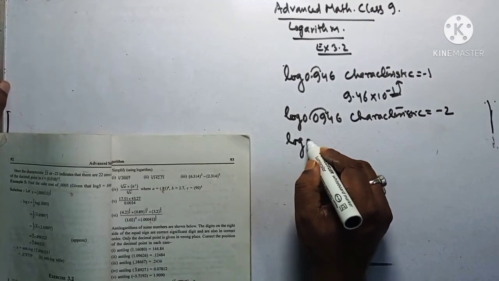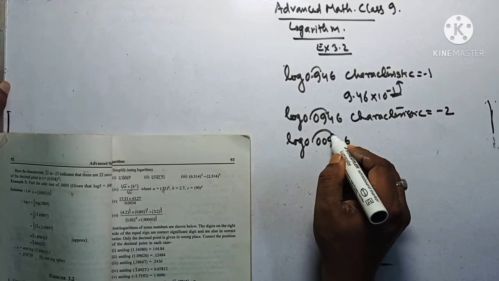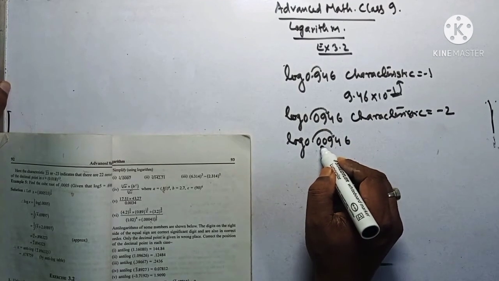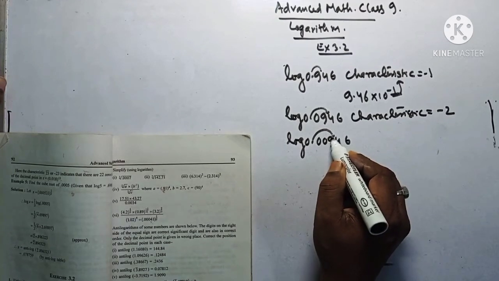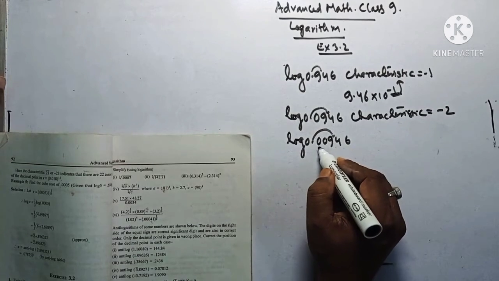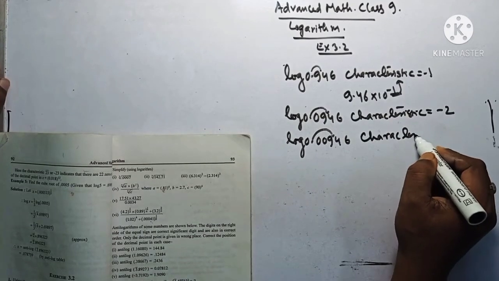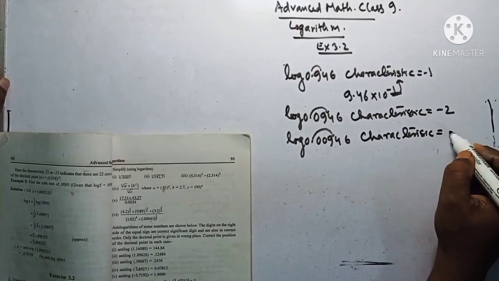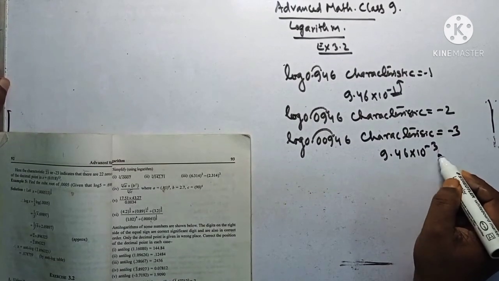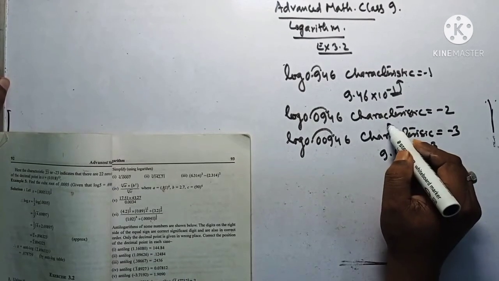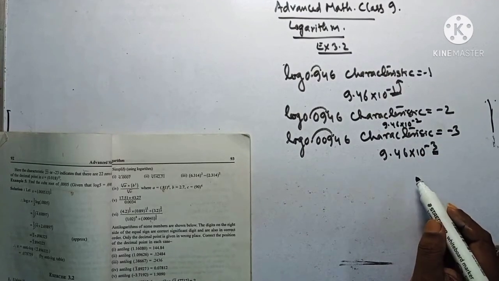Again, say log 0.00946. To shift the decimal to the first non-zero digit, we have to go through three places. So your characteristic is minus 3. In standard form it will be 9.46 into 10 to the power of minus 3. This is your characteristic.